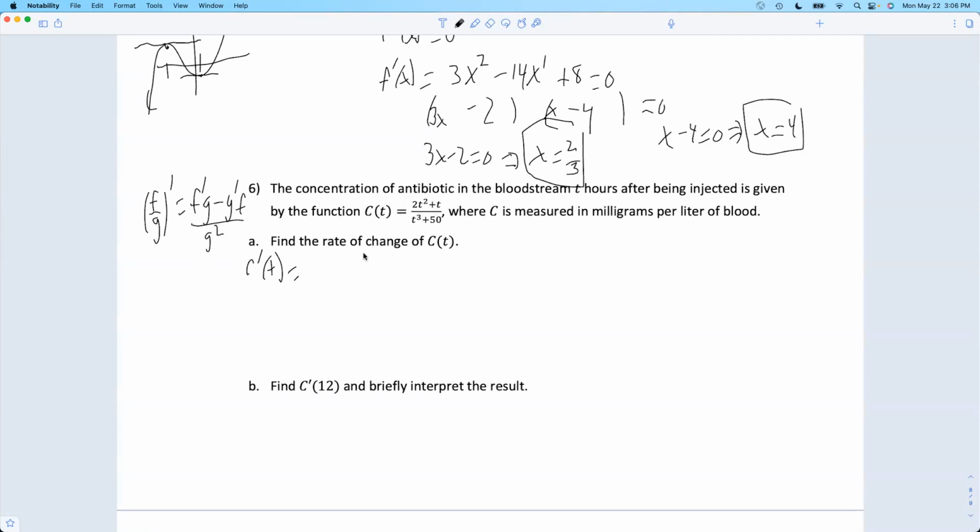Derivative of the top: 2 times 2 is 4t to the first power now. Plus, there's a 1 in front of that t there. 1 times 1 is 1. t to the 0 is just another 1. That's the derivative of the top. Times leave the bottom alone.